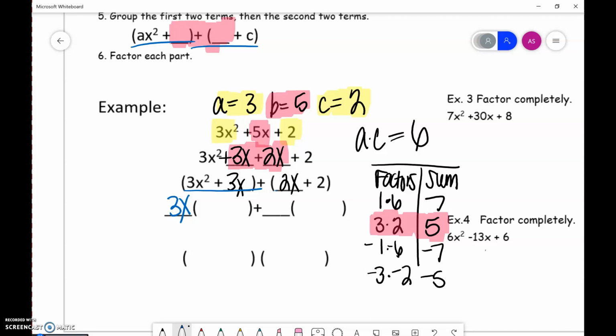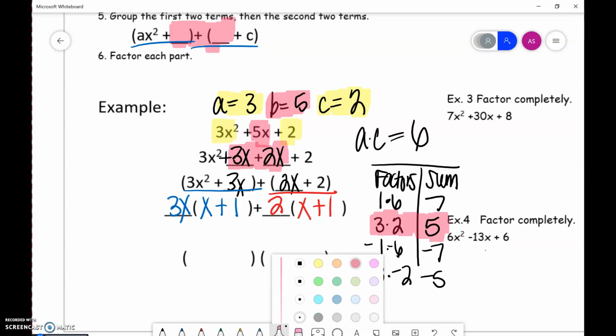Then we know 3x times x will give us 3x squared, and then we know 3x times 1 will give us 3x. So I'm trying to see that inside part, and once I factor out that GCF, I'm just trying to see what can I multiply it by to get that number I started with. Okay, then my next part, my GCF between 2x and 2 is going to be 2. Then I know that 2 times x will give me 2x, and 2 times 1 will give me 2. So then from here, I'm ready to write my final answer.